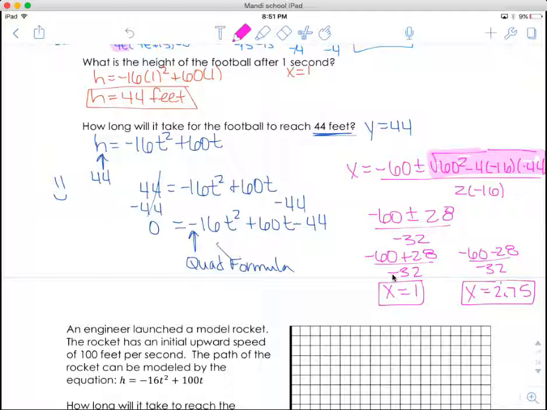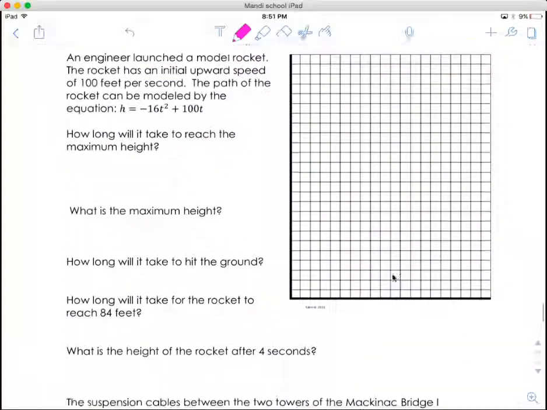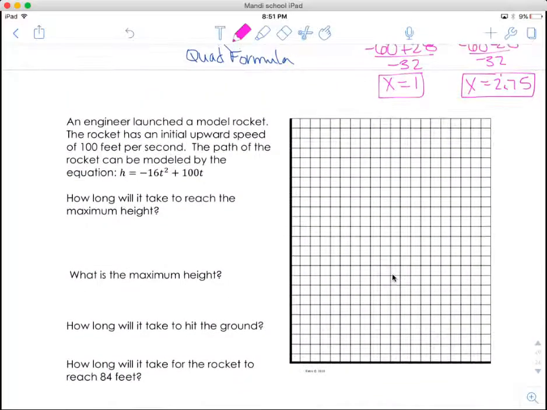Okay, so we're going to save the next one to do in class together, just so the notes will be kind of short. And we will practice some of these in class. We'll keep working on graphing and quadratic formula until we're good at it.